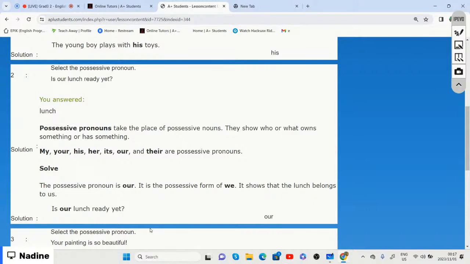So words like my, your, his, her, its, our, and their. This is possessive pronouns. All right, so we said possessive pronouns are words like my, your, his, her, its, our, and their. And these are possessive pronouns.